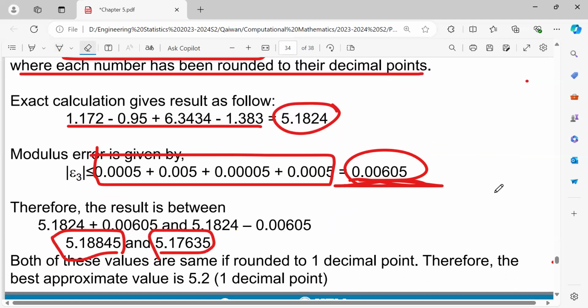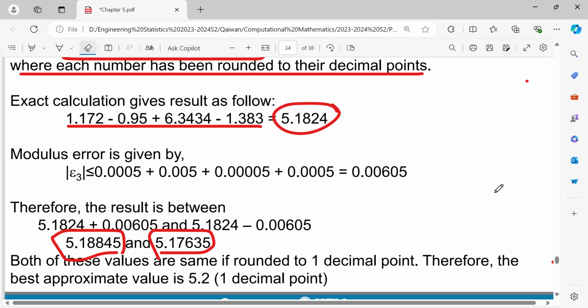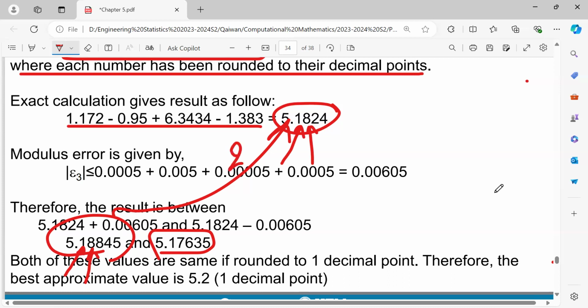This is the third step. Now we decide what's the best approximation for that exact value. What we do, we compare this to the exact value. How many similar decimal points do we have? Here it's 1 and then 8. Here we have 1 and 8, and others are different. So here we have 2 similar decimal points. How many similar decimal points do you have here?